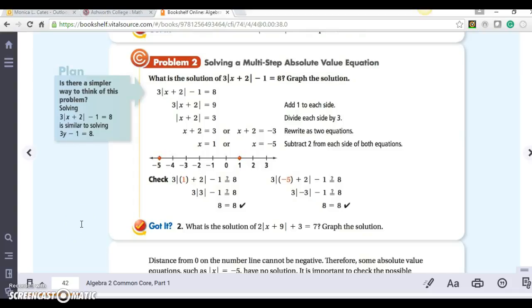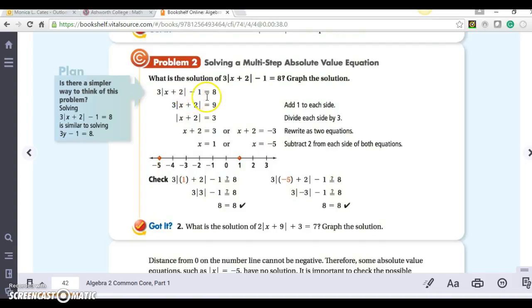Okay, let's take a look at problem 2, solving a multi-step absolute value equation. What is the solution of 3 absolute value of x plus 2 minus 1 equals 8? Graph the solution. The thing about absolute values when we're doing multi-step is that we want to make sure that we solve for the absolute value first.